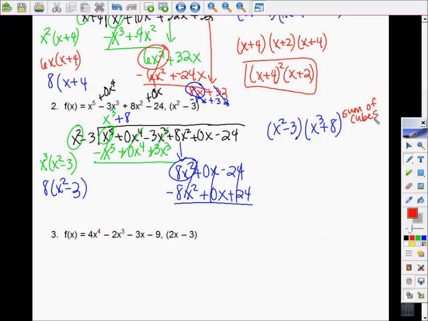Sum of cubes. The sum of cubes. This one's fine, but the second one is not. And sum of cubes tells me here my a equals x and my b equals what? 2, right? My b equals 2 because the cube root of 8 is 2. Y'all wonder why we had those in our notes? Look at your notes we just went over. So it's x minus 2, x squared plus 2x plus 4.